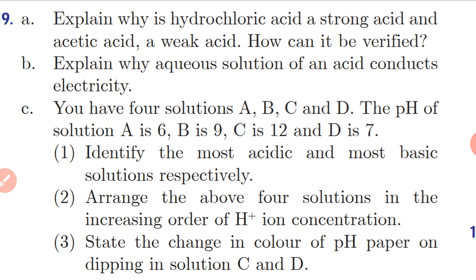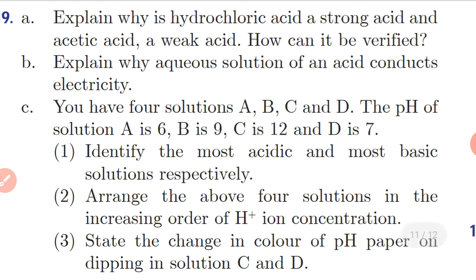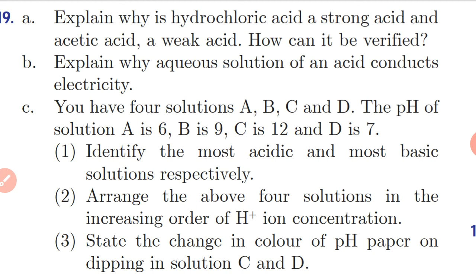Next है C. You have four solutions A, B, C and D. The pH of solution A is 6, B is 9, C is 12 and D is 7. So you have to identify the most acidic and most basic solutions respectively, and arrange the above four solutions in the increasing order of H positive ion concentration, and state the change in color of pH paper on dipping in solution C and D. Okay, so please all of you read the question once again so that it is very clear to you. So let's start with the solution.